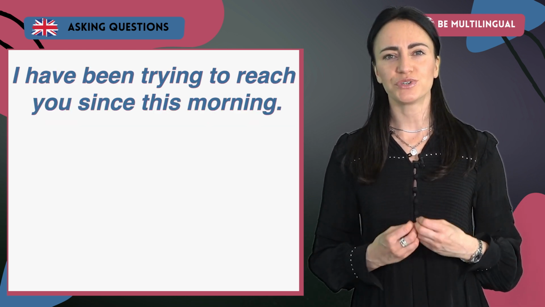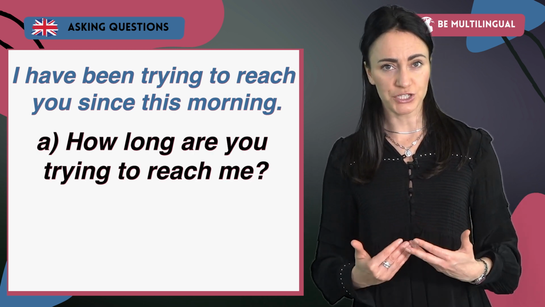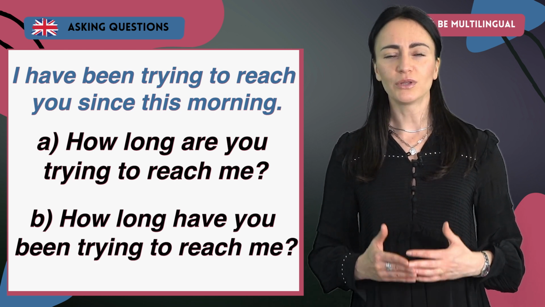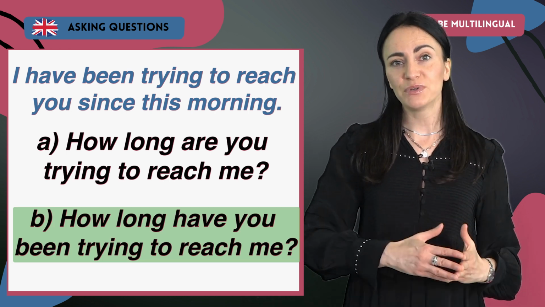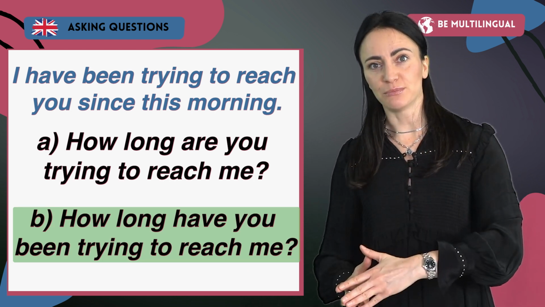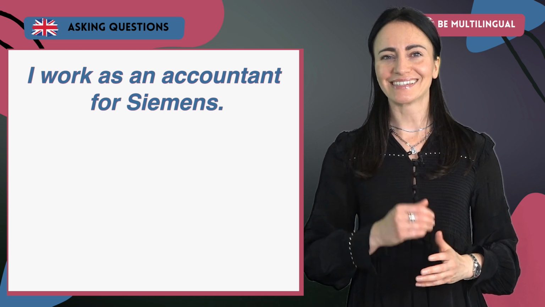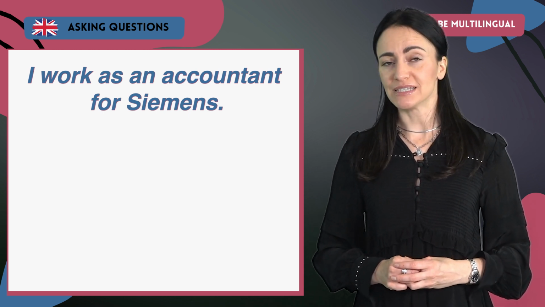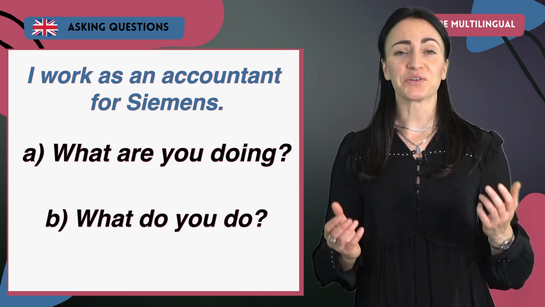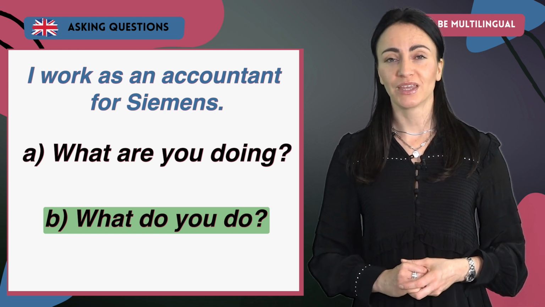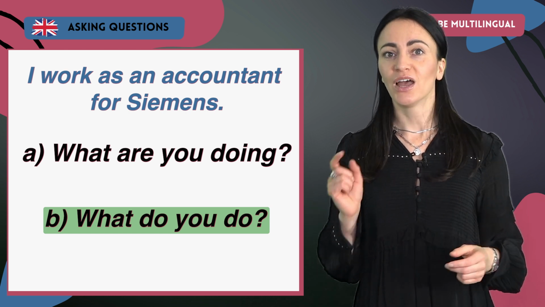I have been trying to reach you since this morning. A, how long are you trying to reach me? Or B, how long have you been trying to reach me? The correct answer is B, because I have been trying to reach you, so the question must be the same. How long have you been trying to reach me? Next, I work as an accountant for Siemens. A, what are you doing? Or B, what do you do? The correct answer is B, what do you do? We ask someone about their job. The typical question is, what do you do? Not what are you doing?